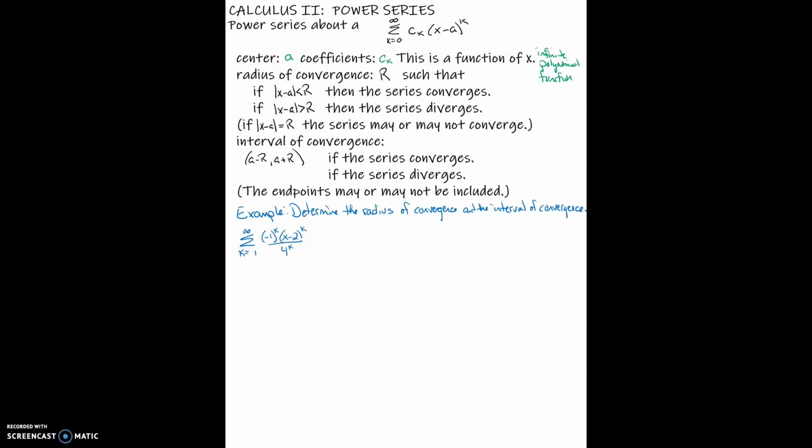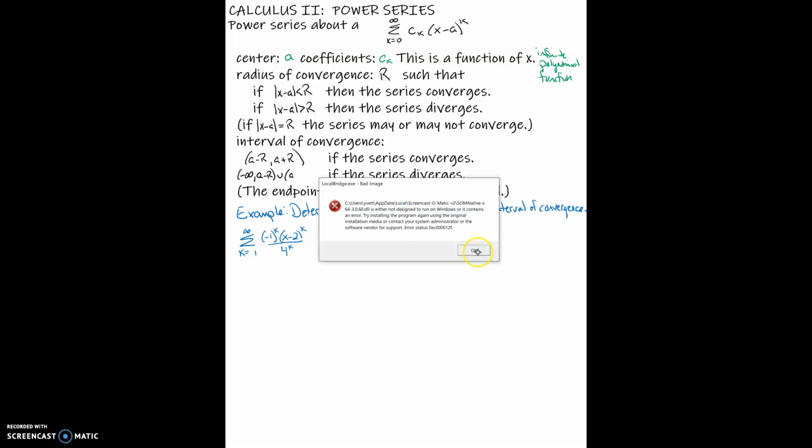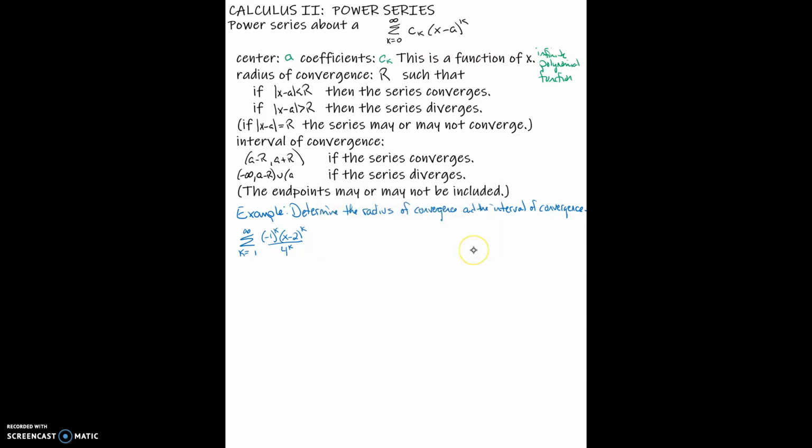If we're looking at divergence, though, we're going to look outside of this interval. So it's going to be the interval from negative infinity up to a minus r, union with going from a plus r to infinity. Again, we don't know about the endpoints. We may have to include those. We may not. We'll have to test those independently. So some of those parentheses could turn into brackets.